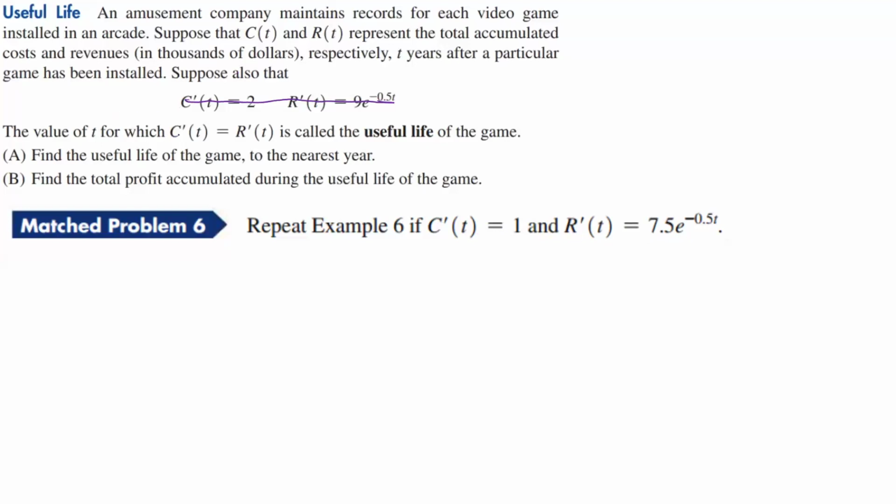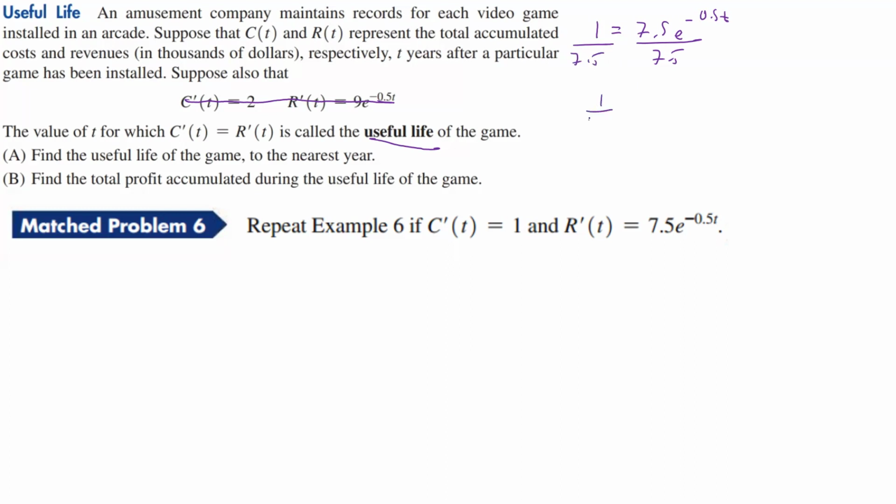Now, the value t for which C prime is equal to R prime is called the useful life of the game. We're supposed to find the useful life of the game to the nearest year, and then find the total profit accumulated during that useful life. First things first, to find the useful life, we set this equal to this, so 1 is equal to 7.5 e to the negative 0.5 t. Solve for t, we'll divide by 7.5.